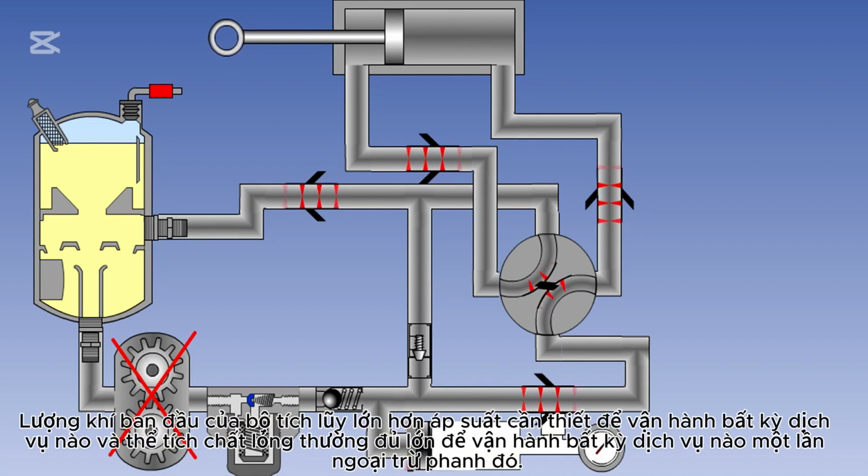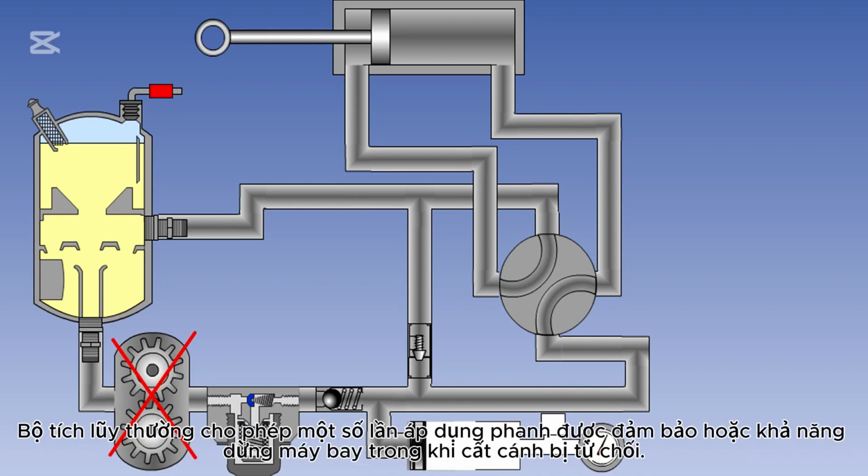The initial gas charge of the accumulator is greater than the pressure required to operate any service, and the fluid volume is usually sufficiently large to operate any service once, except that brake accumulators normally permit a guaranteed number of brake applications, or the ability to stop the aircraft during a rejected takeoff.